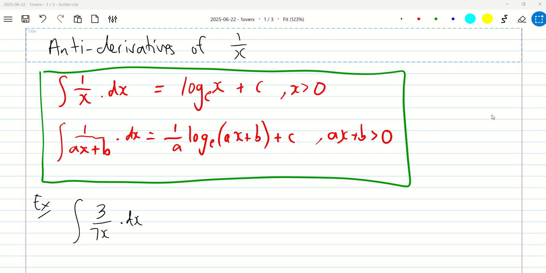Hello everyone, welcome back to another video. Today we're going to have a look at the antiderivative of functions of the form 1 over x or 1 over linear x.